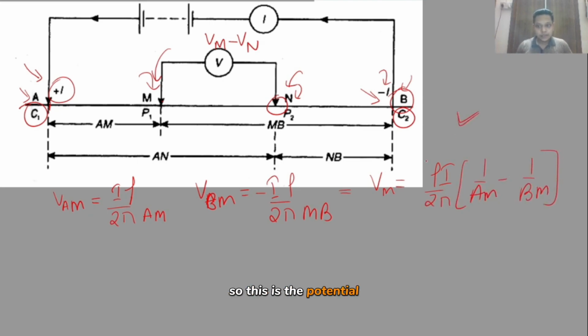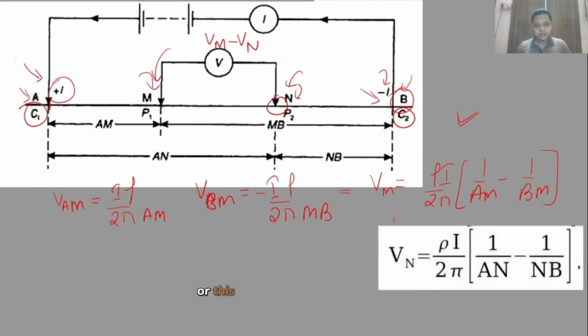So this is the potential which is being generated at point M due to current electrodes at A and B. And similarly, I can write this expression for the voltage which is being generated at point N, such as rho I by 2 pi times 1 by AN minus 1 by NB length, in the same manner which we have used for point M.